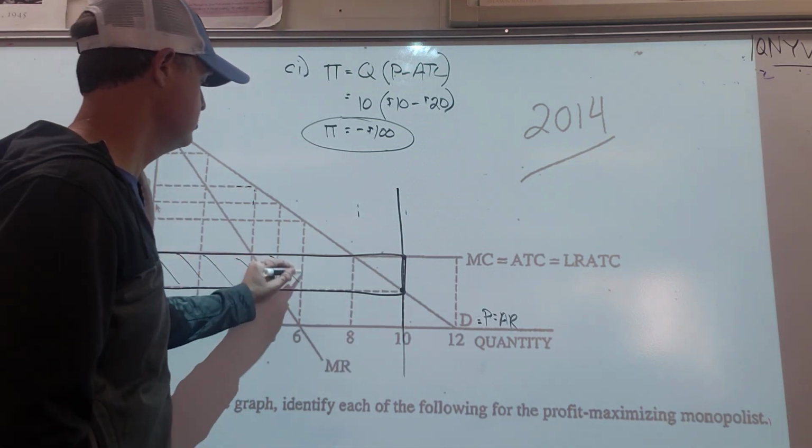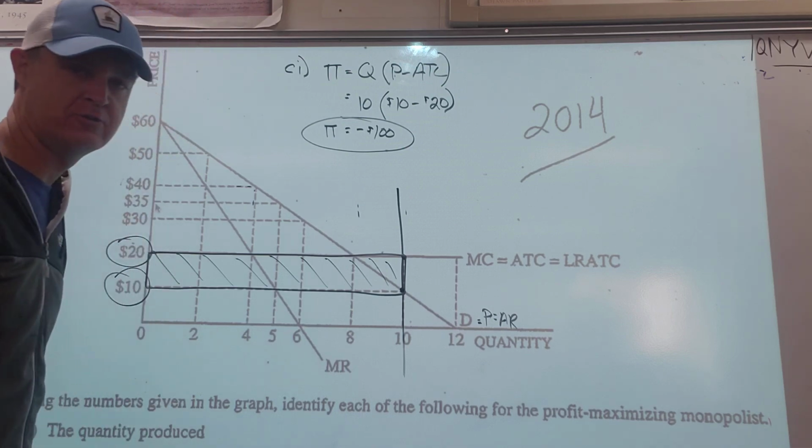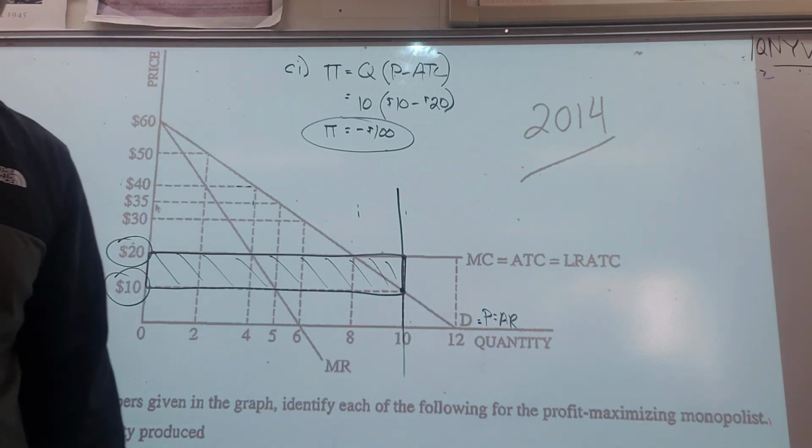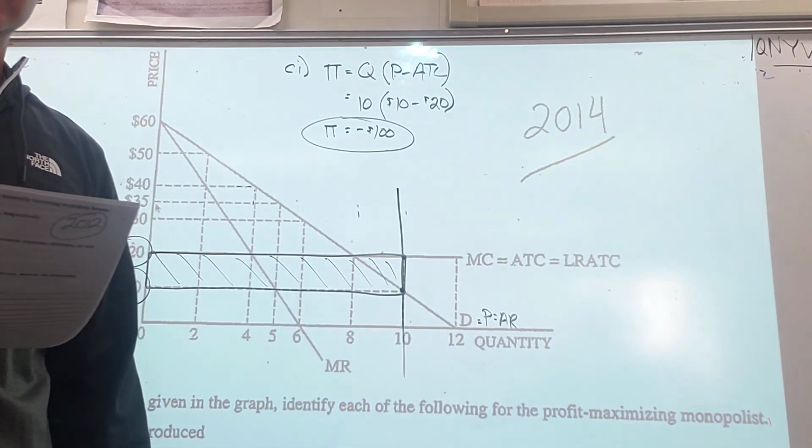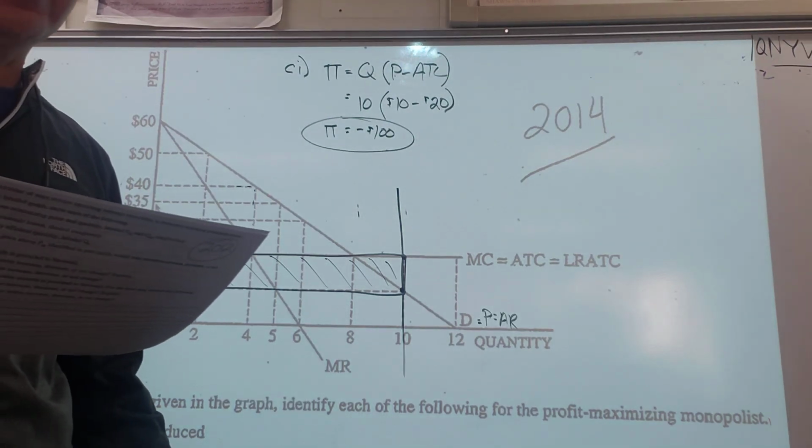So it doesn't ask you to shade it, but it asks you to shade it. That's how you would represent the loss, is that distance. So CI is actually negative 100.